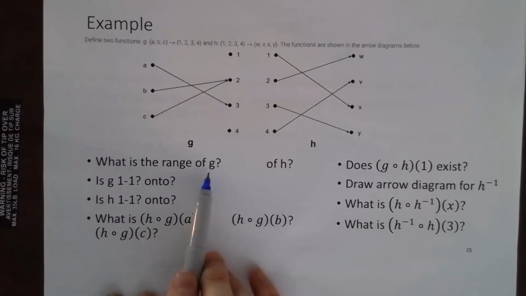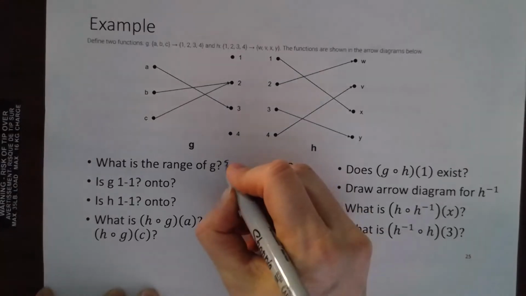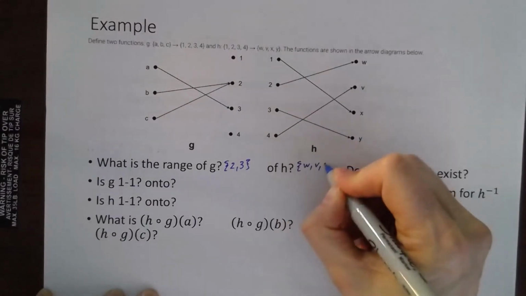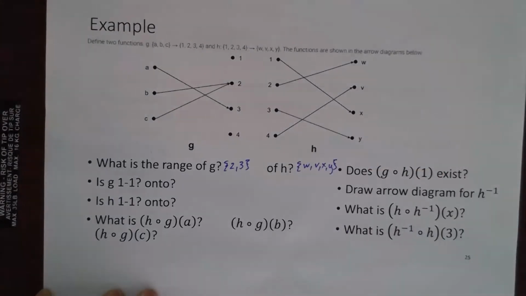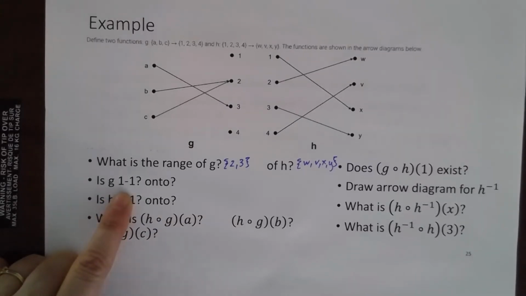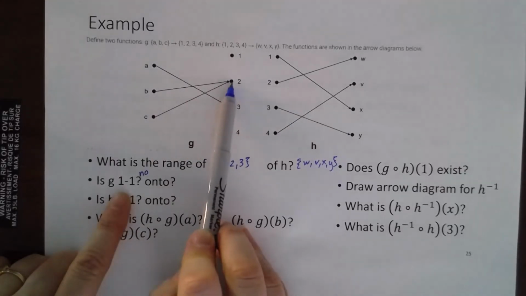Going to G, what is the range of G? 2 and 3. The set containing 2 and 3. Very good, Ben. What is the range of H? W, V, X, Y. Is G onto? Wait, first of all, is G 1 to 1? No, it's not 1 to 1. What's the issue with G? B and C are both mapped onto 2. Yeah, B and C are two different values that map onto the same number 2, so it's not 1 to 1.